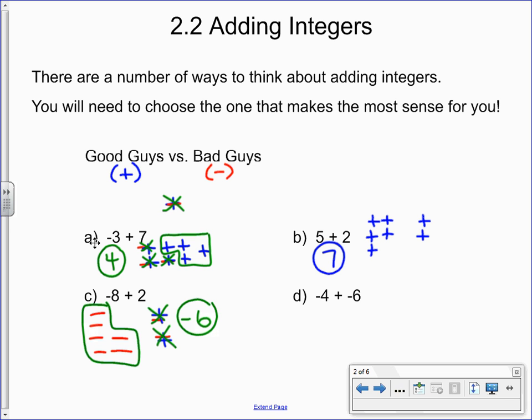Let's look at one last example. We have a negative 4 plus a negative 6. So in this case, I have 4 bad guys. And I'm adding to this group of people 6 more bad guys, both negative numbers, so 4 negatives and 6 negatives. In this case, there's no positive guys, no good guys to take out the bad guys. So what do we have in this group? We have a total of 10 bad guys, which is 10 negatives. So our answer to this problem is negative 10. Okay, good guys and bad guys. One way to look at this.